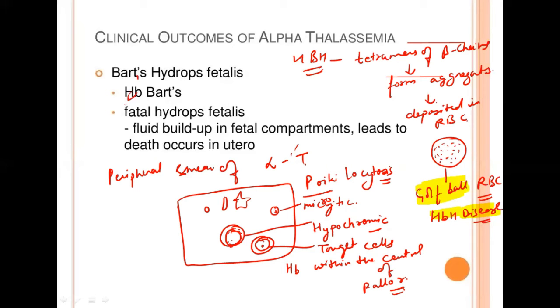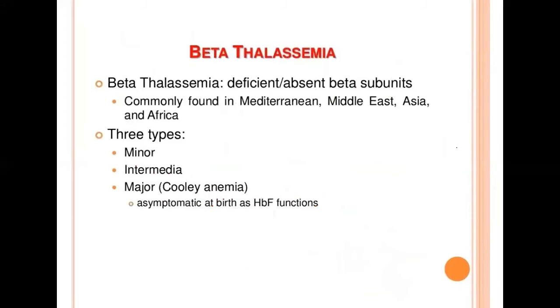Now come to your beta thalassemia. So what is beta thalassemia? Beta thalassemia is again due to deficiency or absence of beta subunits. It is more commonly found in the Mediterranean, Middle East, Asia, and Africa. Again, it is of three types: minor, intermediate, major. So beta thalassemia is due to a decrease in beta chain, in chromosome 11, right? So three types of mutation.